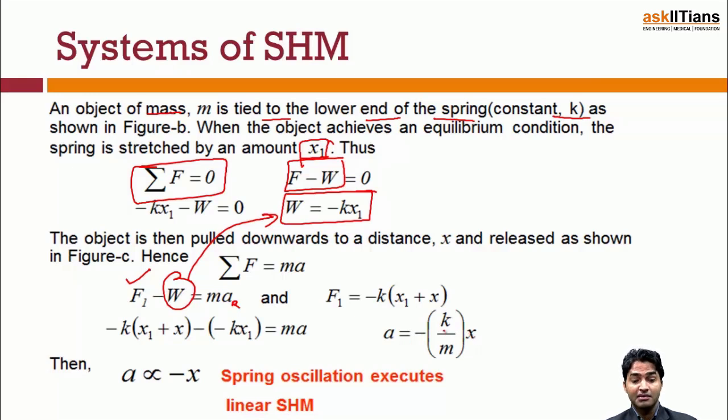If for any system the acceleration is a linear function of displacement in the opposite direction, that is a proportional to minus x, then the system executes linear SHM. That is why spring oscillation executes linear SHM.